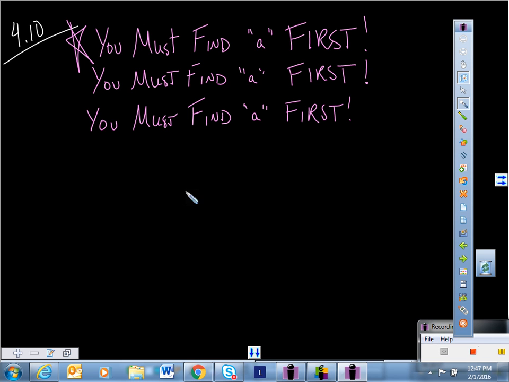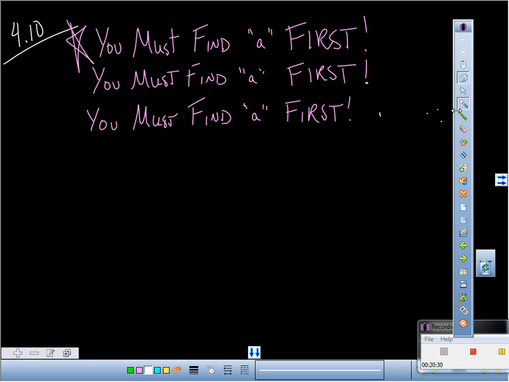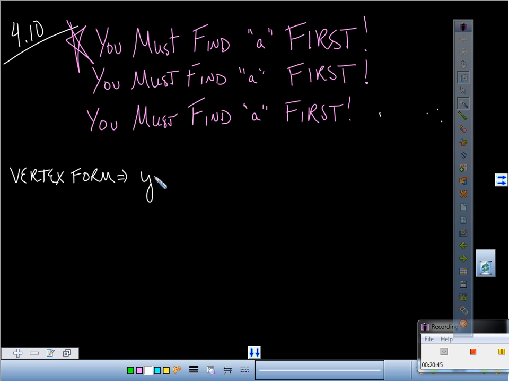Okay, so what's the first thing we're going to do, guys? Very good. Catch up, Spencer. All right, so we're going to find a first. Just today, we're going to do it two different ways. First of all, we're going to do vertex form. Now, somebody tell me what vertex form is. y equals a(x minus h) squared plus k. Very good.